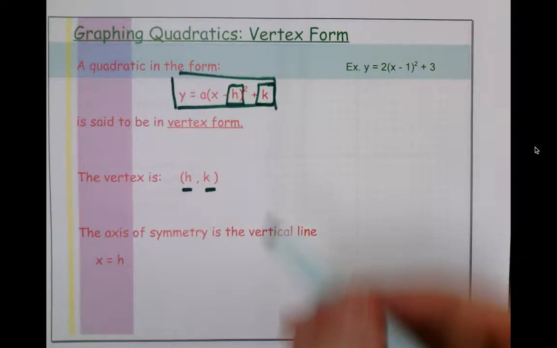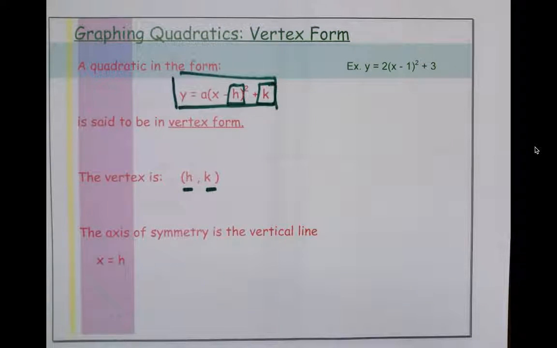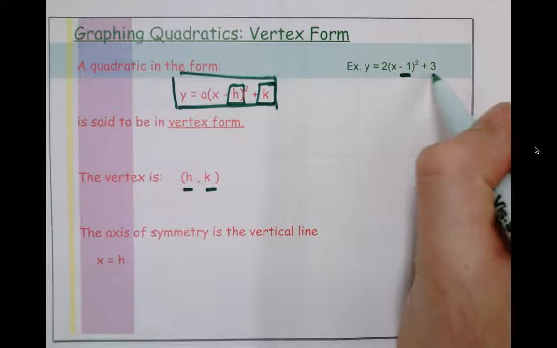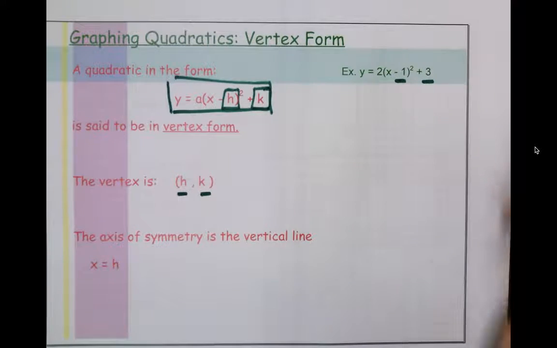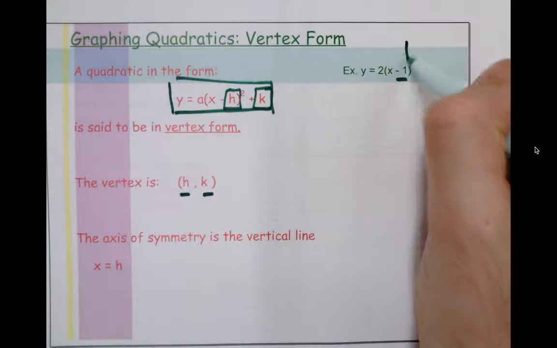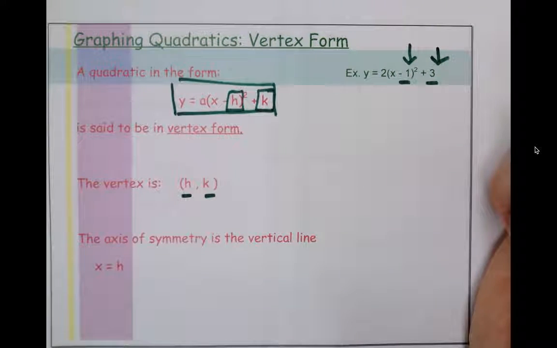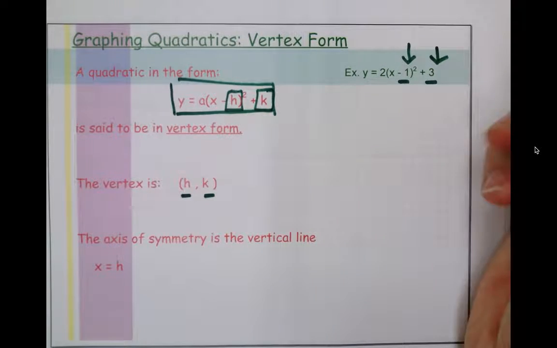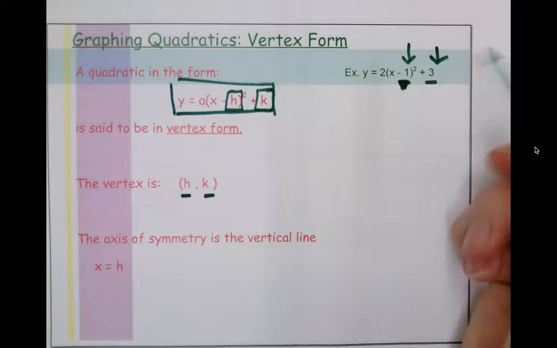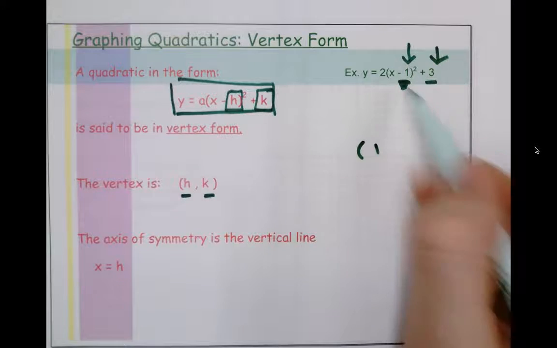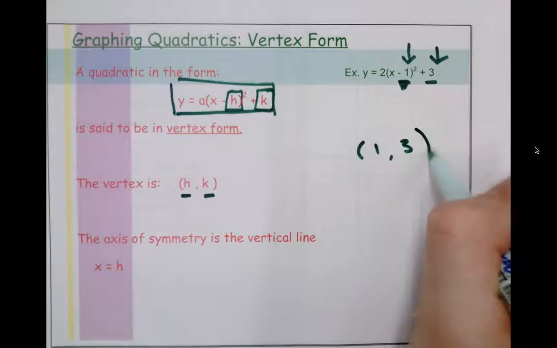Remember, the vertex is really the starting point for our quadratics. It's either going to be the minimum value or the maximum value. If you look at our example over here, these two values are going to be our vertex. This value is always our x-coordinate, and this is our y-coordinate. This value is going to flip signs, so our vertex here is really going to be (1, 3).